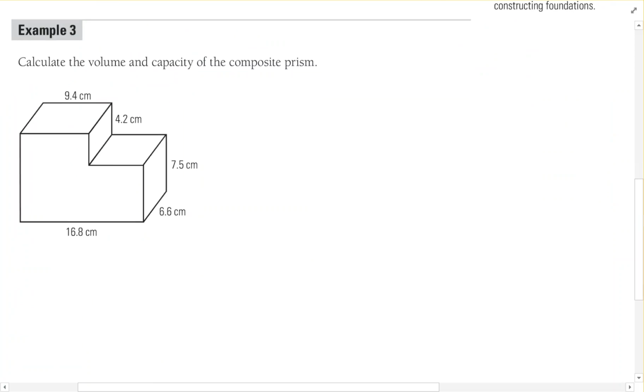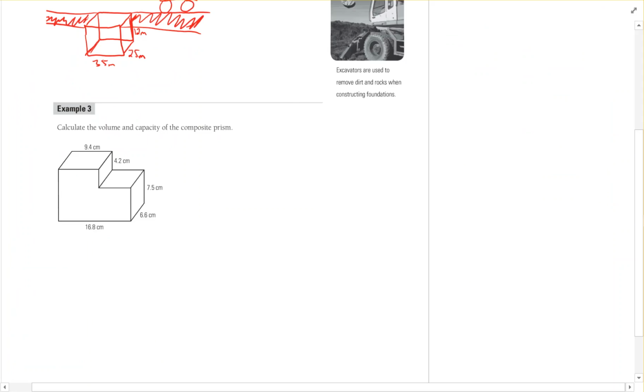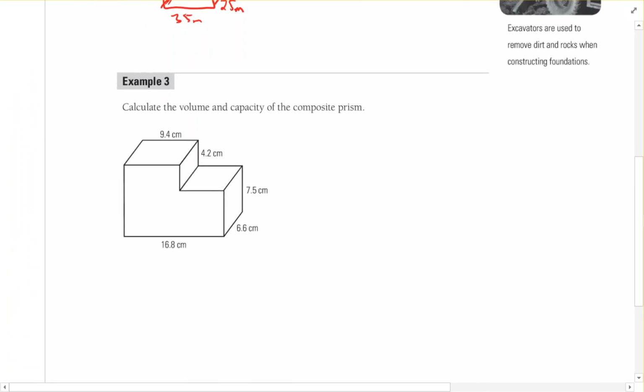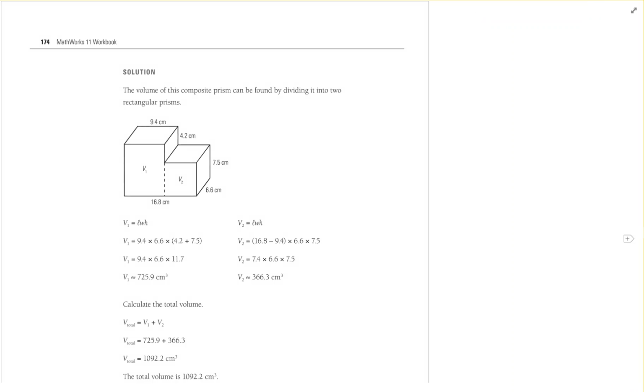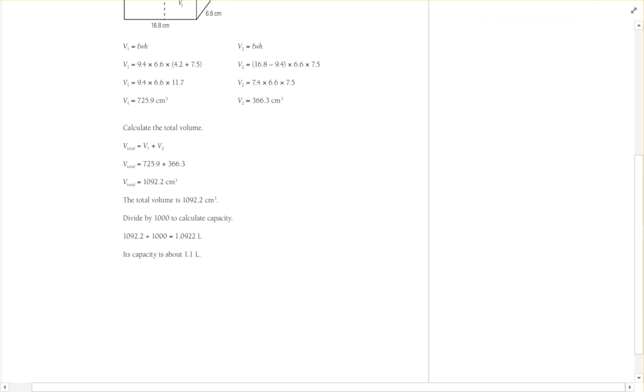Okay, moving on. Example 3. Now what we're going to do, you can see that we've got these composite shapes, like what we did in the last one, where we need to figure out the volume of something that's not just a perfect prism. Example 3 has a solution right here that you can look through to make sure that you got that figured out.